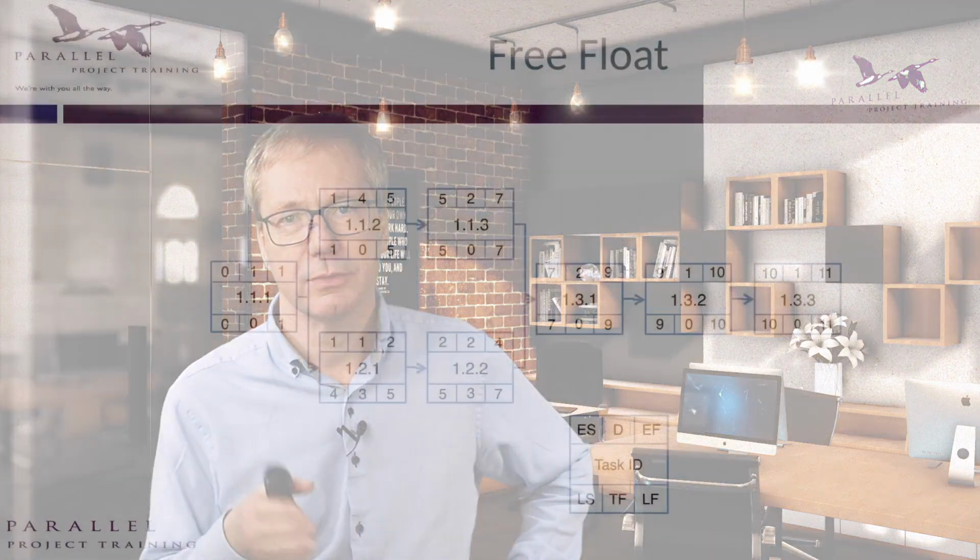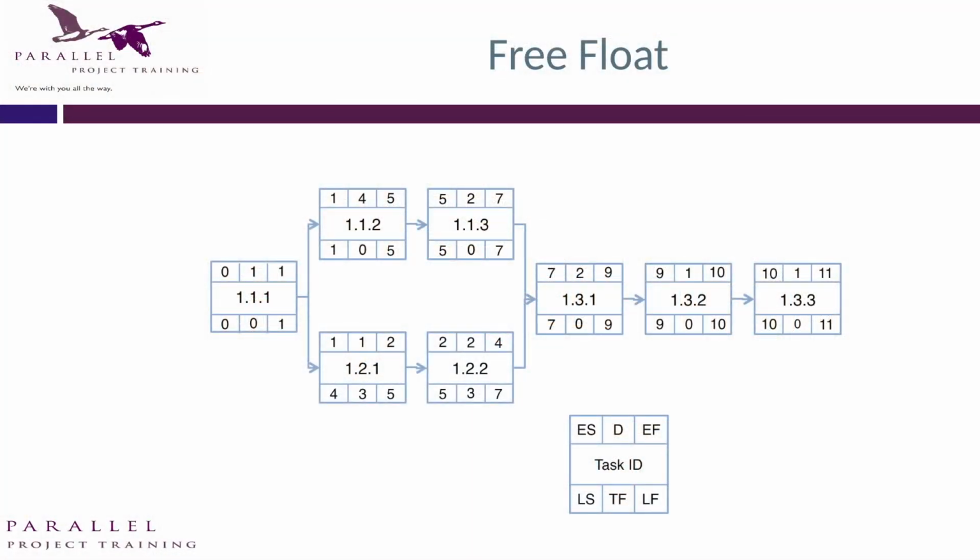So there's another concept called free float. Free float looks at the following task. So how much can task 1.2.1 slip before it delays the next task? Why do we care? Well, this would matter if the person doing the next task has booked holiday and you can only have them week 2, or they've got another project to do. So if you miss the window, then you're going to have to wait 6 months for them to come back. So we need to understand what the free float is on that task.